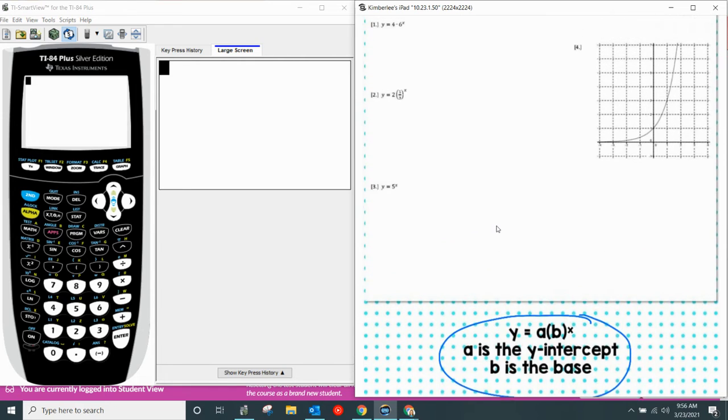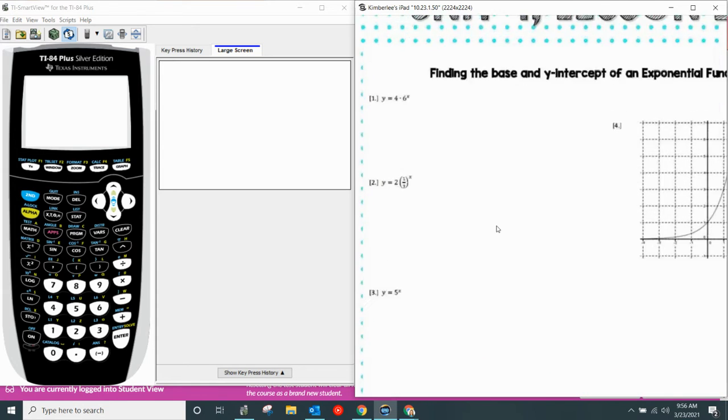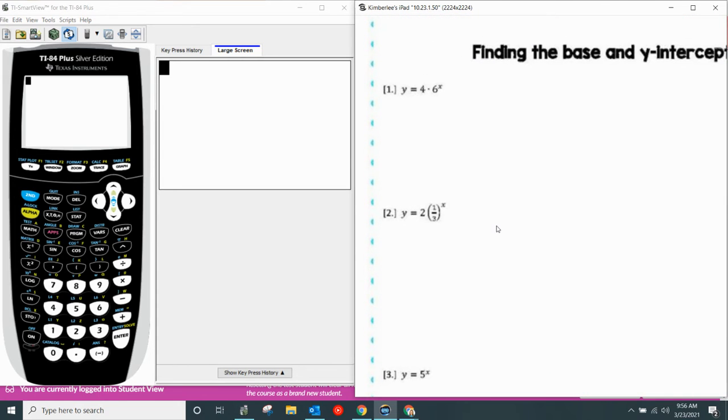If you've been given an equation like number 1, let me zoom in here, we can easily see it's in the form y equals a times b to the x. Remember, a is your y-intercept. So your y-intercept for this one must be 4. And then your base, or how much it's changing by, has got to be the 6. See how easy this is to identify?